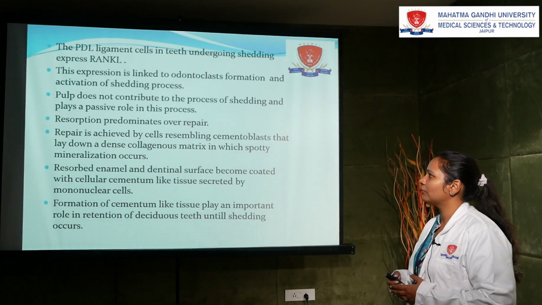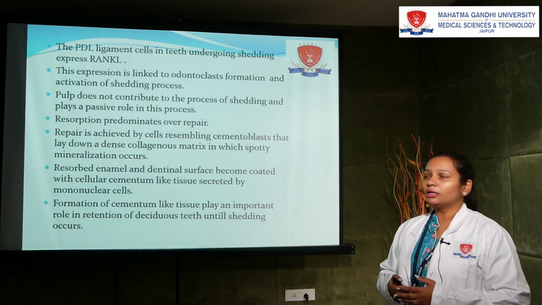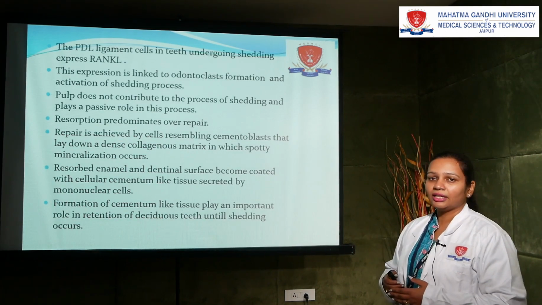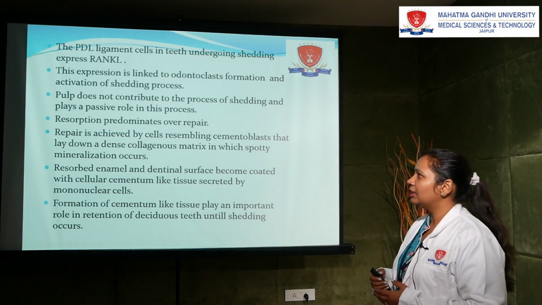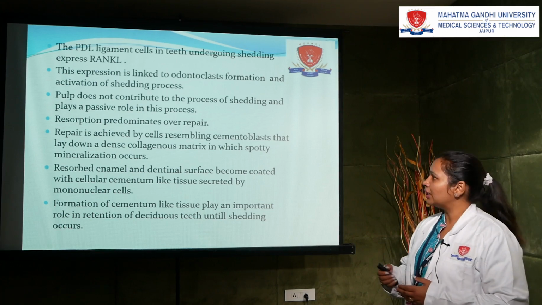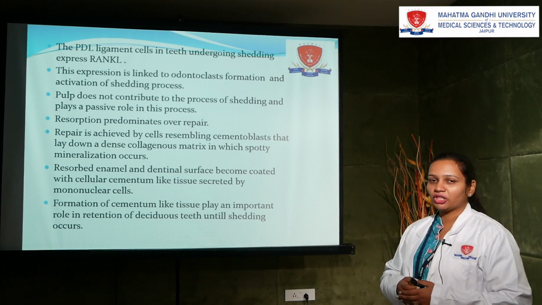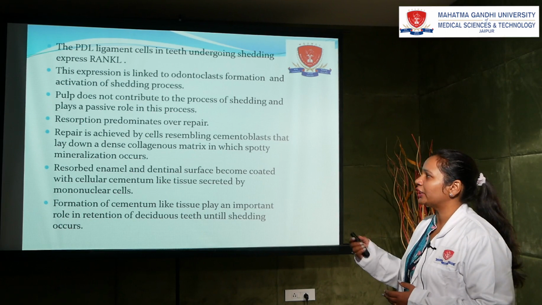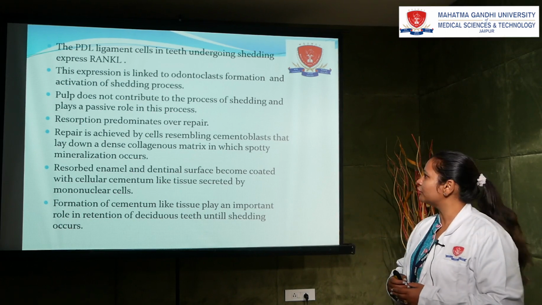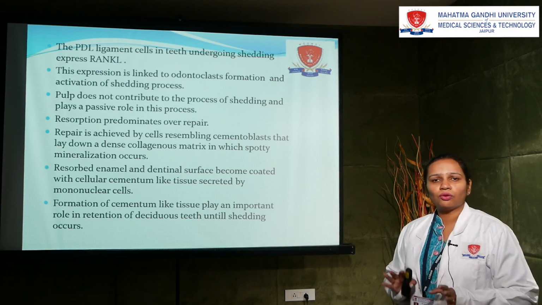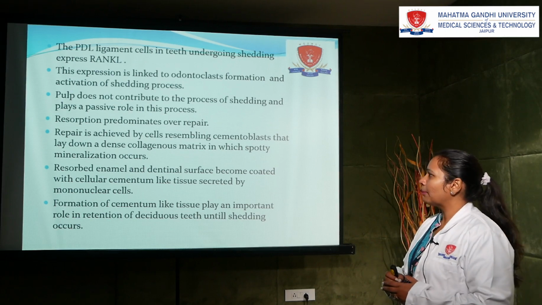these cells are quite identical to osteoclasts. The periodontal ligament cells in the teeth undergoing shedding express RANKL. This RANKL expression is linked to odontoclast formation and activation of the shedding process. The pulp does not contribute to the process of shedding, and it plays a passive role in the whole process.